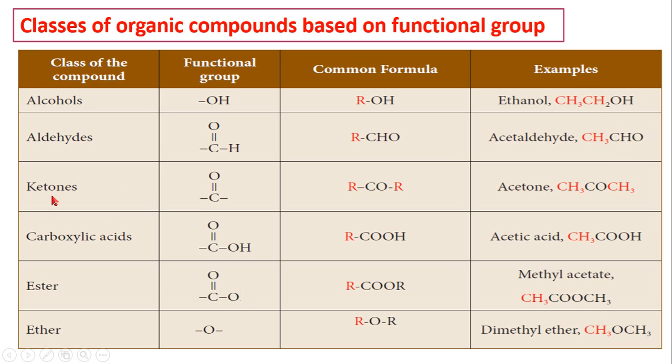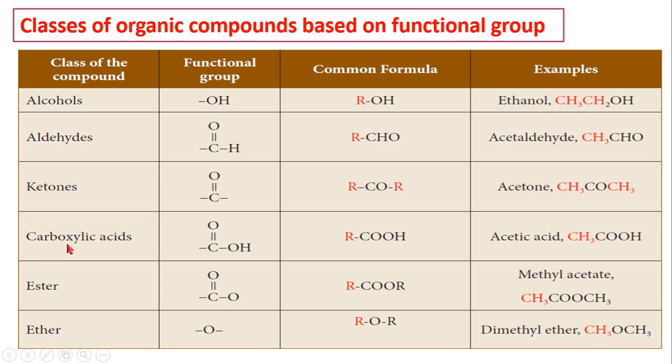Then the third one, ketones. CO or C double bond O. Here a bond is there. The alkyl group is attached. So the common formula is RCOR. This R and R refer to the alkyl group. So the example is acetone, CH3COCH3. The IUPAC name is propanone. Another name is propanone.